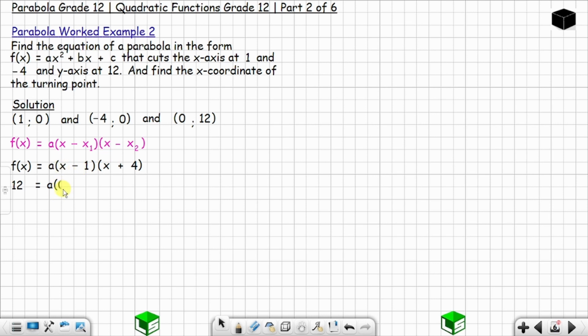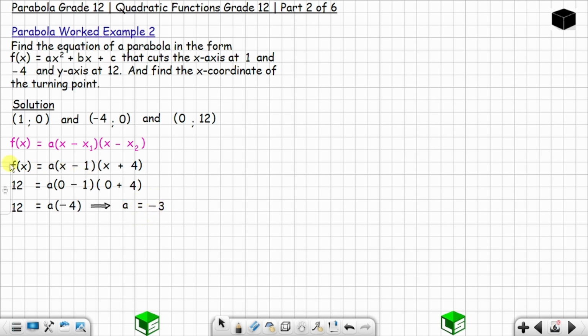So you have 0 minus 1. You close your bracket, you open your bracket, you have 0 plus 4, right? You close your bracket. Okay, so you have 12 is equal to a times -1 times 4, right? -1 times 4 is -4. You divide by -4 on both sides. You have a is equal to 12 divided by -4, which is -3. Okay, now you have the value of a, which is equal to -3.